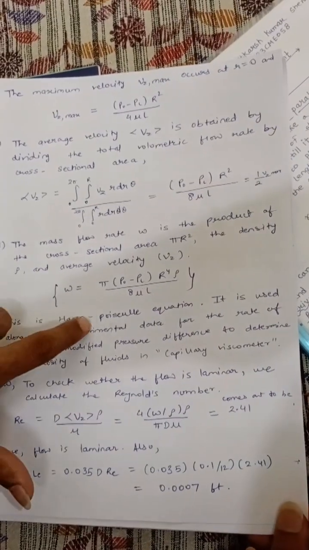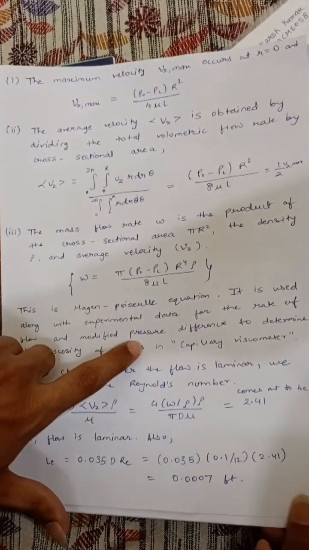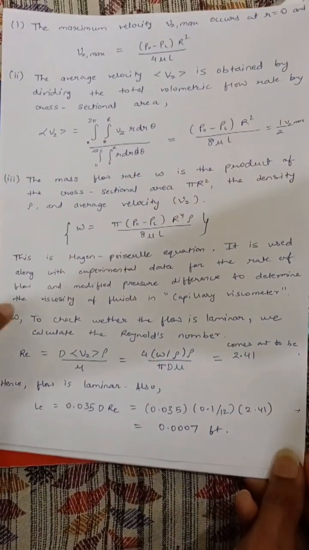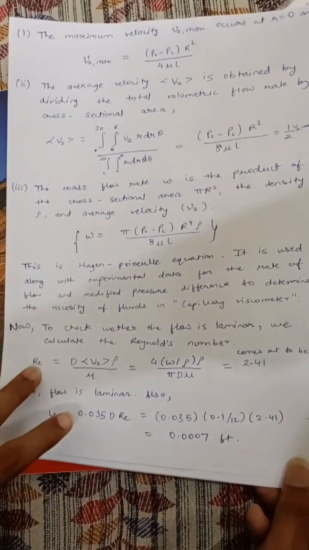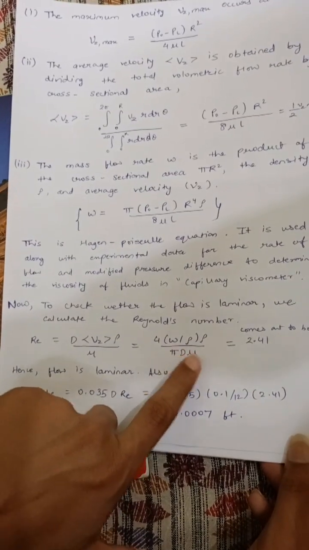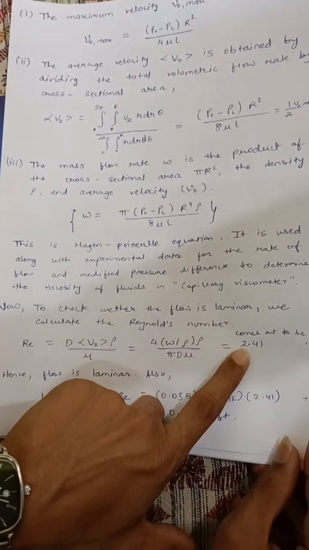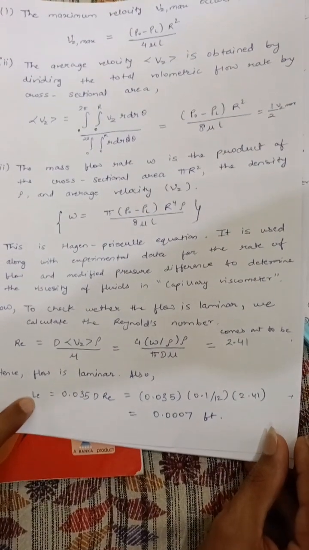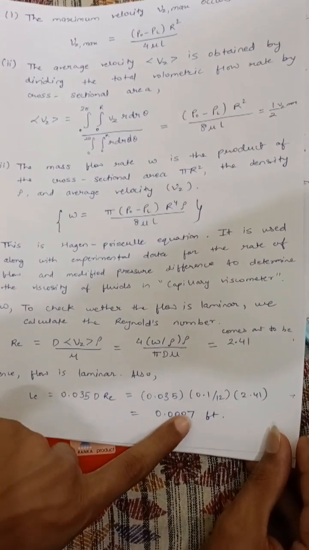It is used along with experimental data for rate of flow and modified pressure difference to determine the viscosity of fluid in a capillary viscometer. Now to check whether the flow is laminar, we calculate the Reynolds number. When we put the given data from the question, we find the Reynolds number to be 2.41. Hence the flow is laminar. Also the length comes out to be 0.0007 feet.